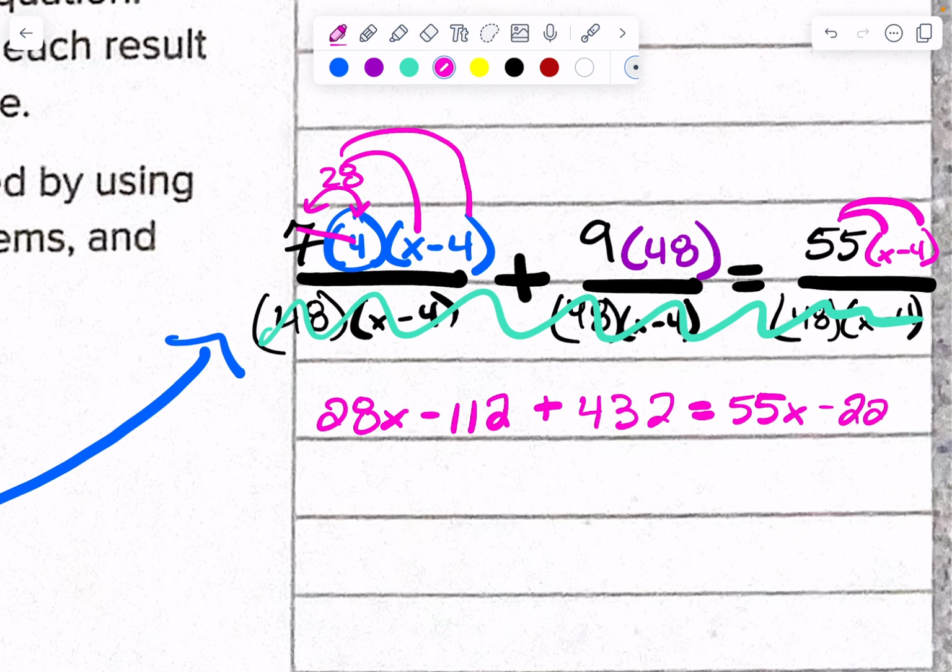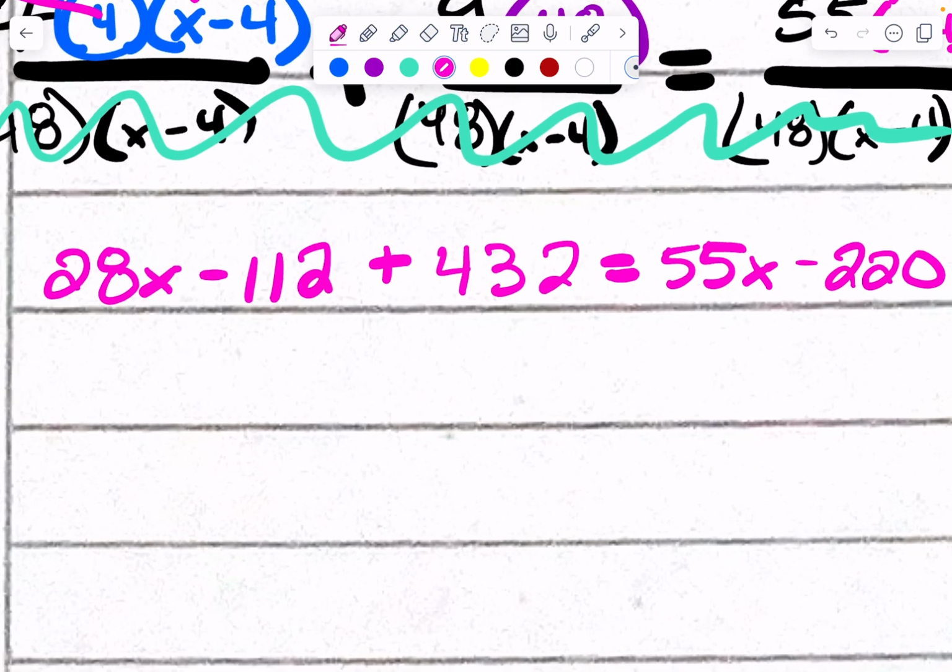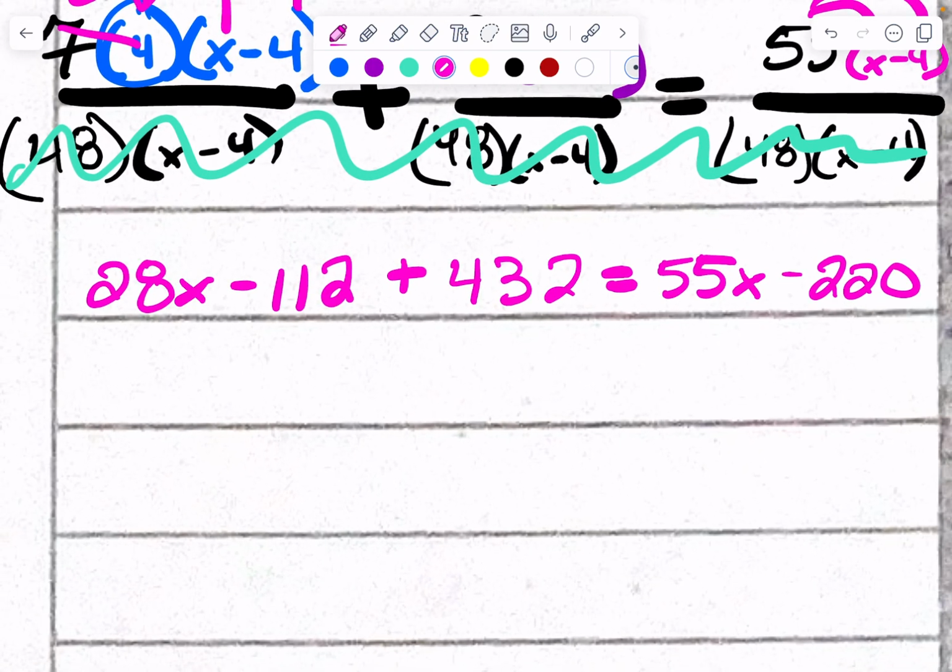Okay? And now I just have a very easy algebra problem that I can do, okay? Negative 112 and 432, those are on the same side of the equal sign, so I'm going to combine them, like negative 112 plus 432 is 320.